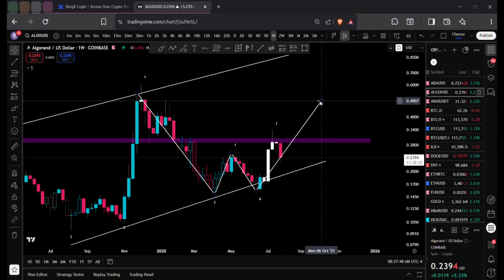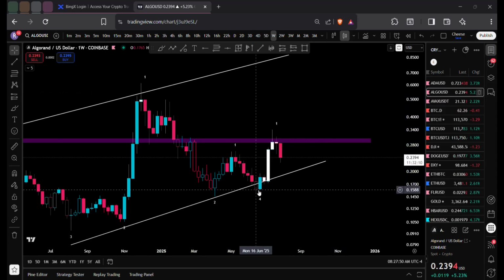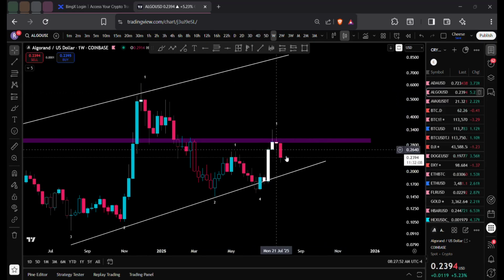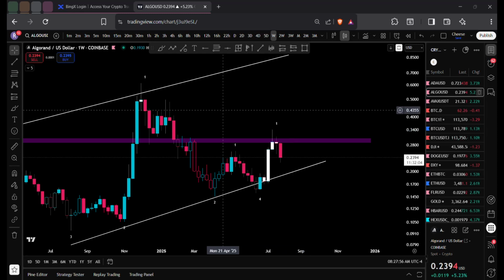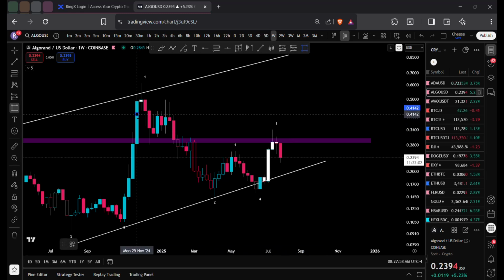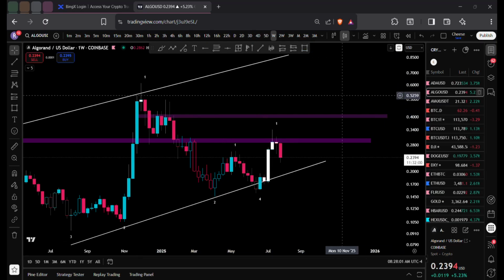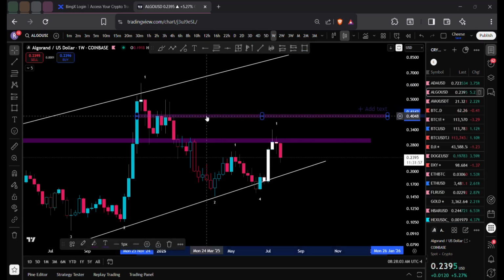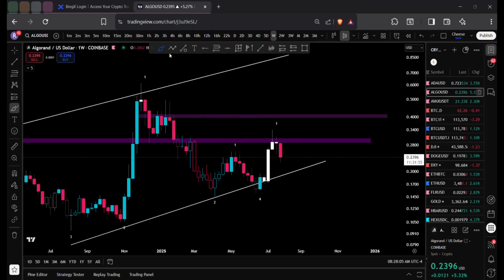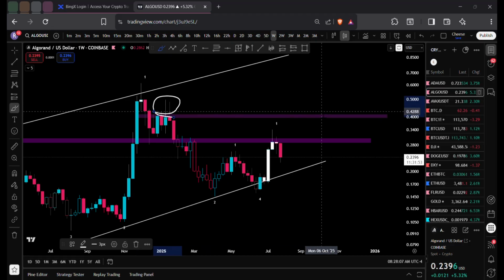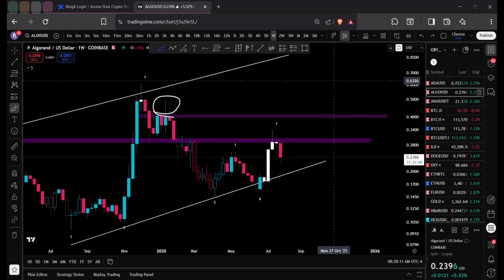I would like to see Algo form another higher low to the 15 cents, showing us that we could break this 30 to 34 cents, and then your next resistance levels are going to be here. That is your major resistance, 39 to 41 cents, but you could see wicks above. So if you do see here, I like to choose 3 levels to take profit.